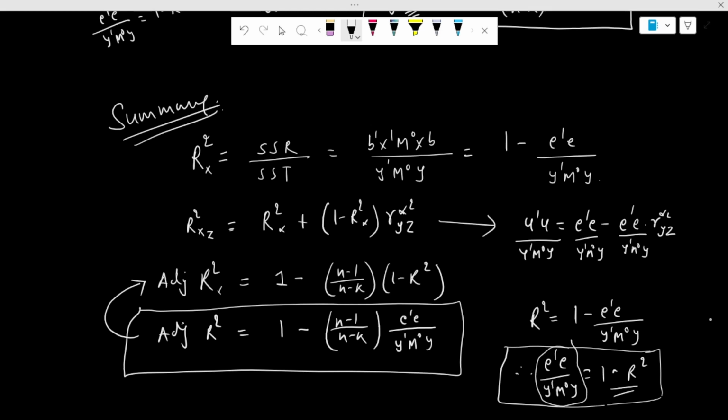And once again, when we add a variable z to the model, the coefficient of determination will always increase, but the adjusted R square will decrease if we delete the variable whose t-score is greater than 1. But if the additional variable has its t-score less than 1, and if we delete that variable, then the adjusted R square will rise. So this is it for this tutorial.